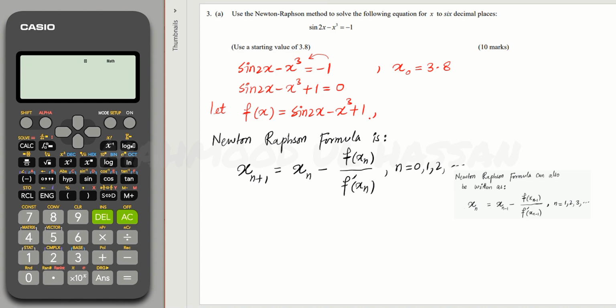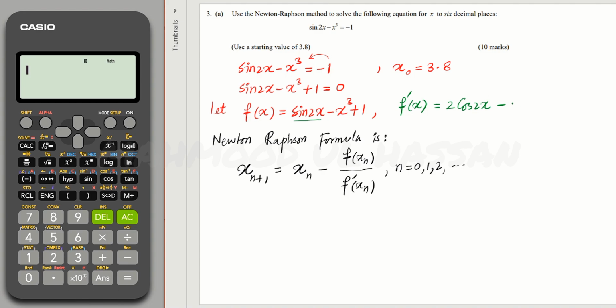So here I'm going to take the derivative of the function. The derivative f prime of x equals: the derivative of sine 2x is cos 2x, and then the derivative of the argument 2x is 2, so we multiply by 2 by the chain rule, giving 2 times cos 2x. Then minus the derivative of x cube, which is 3x squared.